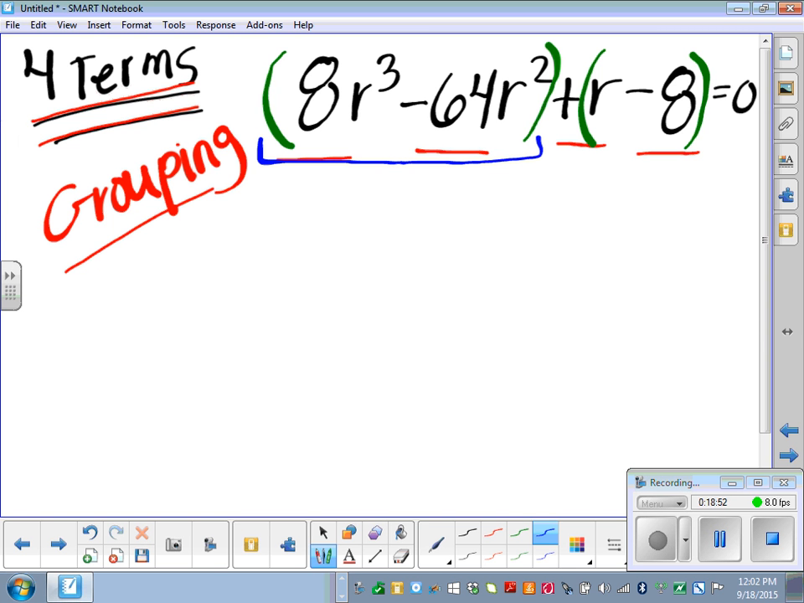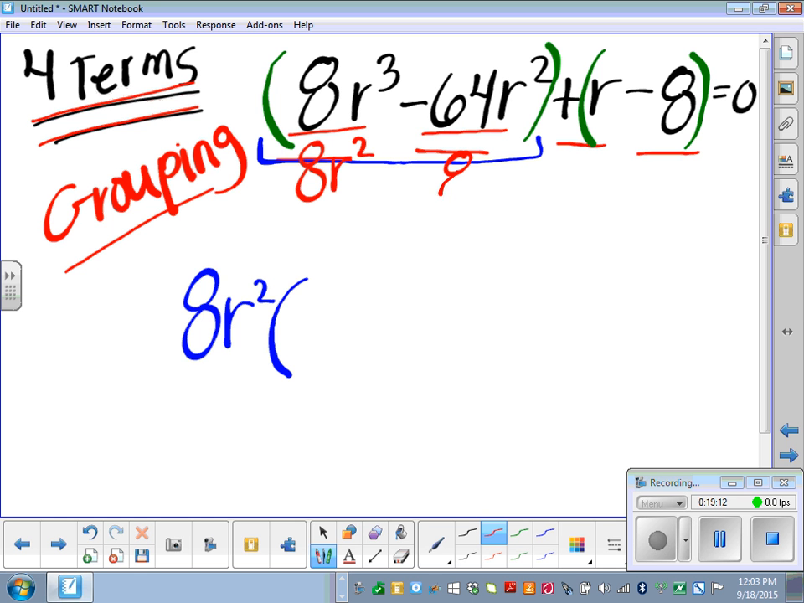So we have 8r cubed minus 64r squared. Let's pull out the greatest thing we have in common. Well, 64 and 8 both have an 8 in common. And then r cubed and r squared, we can pull out an r squared. So let's write what's left inside the parentheses. Now let's say you had a hard time seeing it. Go back through and divide out what you pulled out. So 8r squared. 8r cubed divided by 8r squared, the 8's divide out, r cubed divided by r squared is r. And then negative 64 divided by 8 is negative 8. And then r squared divided by r squared becomes 1. So we factored out that first group.